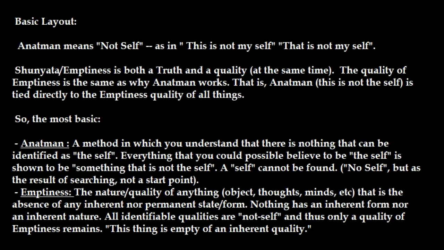So in the most basic, Anatman is a method in which you understand that there is nothing that can be identified as the self. Everything that you could possibly believe to be the self is shown to be something that is not the self. Everything that you think is self is shown to be not the self. Let me say that one more time. It's the process of identifying that everything that you identify as the self can be shown to be not the self. A self cannot be found, right?